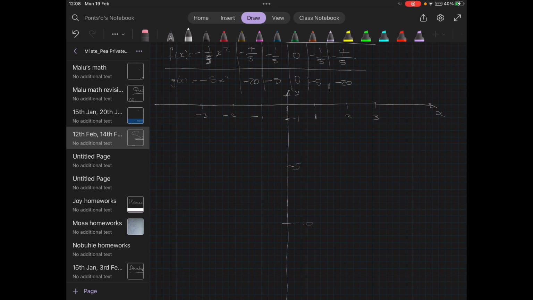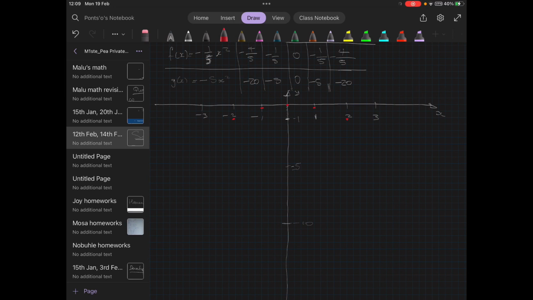Alright, so with f of x, or rather j of x, at x is negative 2, we get negative 4 over 5. I'm going to use a red color. Negative 4 over 5 maps to negative 2. Negative 1 over 5 maps to negative 1. 0 maps to 0. Positive 1 maps to negative 1 over 5. And positive 2 maps to... This graph is going to be so small. So small, right?